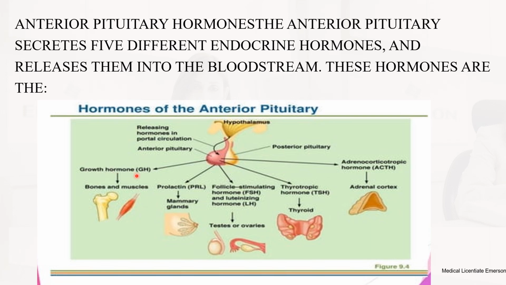So growth hormones for bones and muscles. You have prolactin for mammary glands, then of course there will be lactation. Then you have the follicle stimulating hormone, luteinizing hormone for the testes and the ovaries. So in testes, for follicle stimulating hormone, it stimulates the production of sperms.